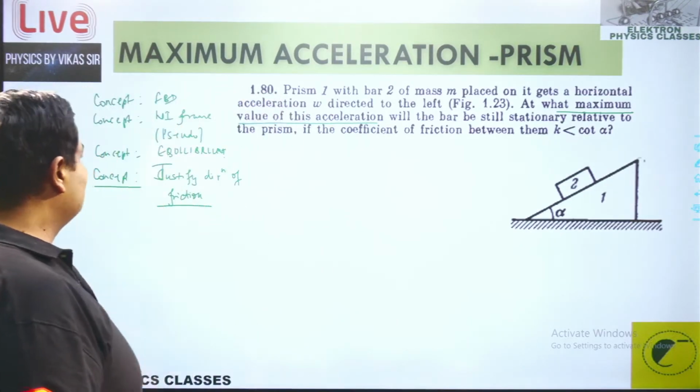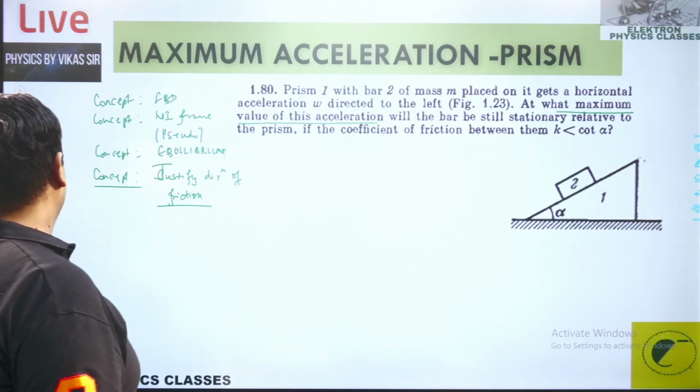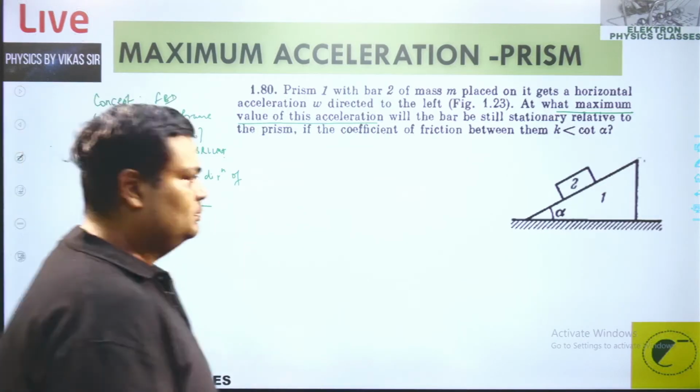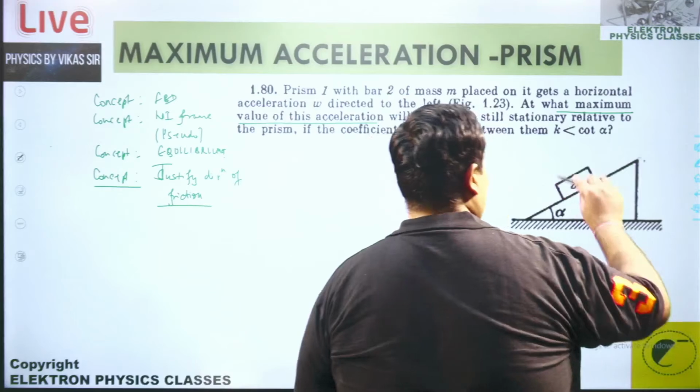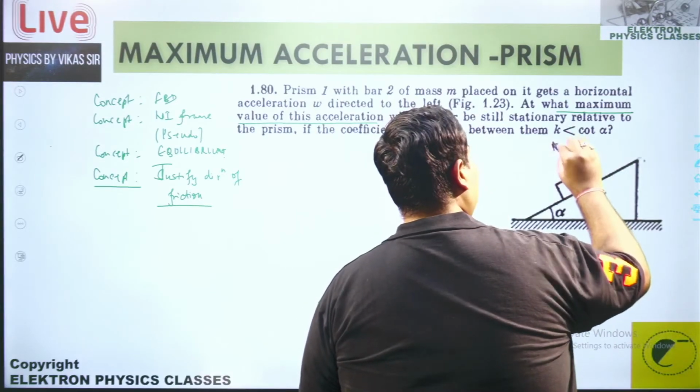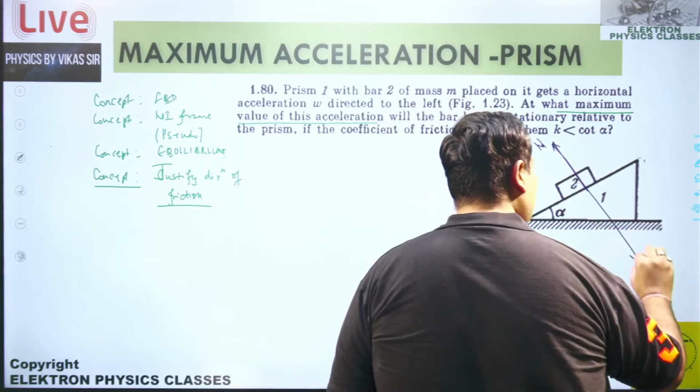So let's keep in mind all these things and construct the free body. So what are the forces? There is a normal reaction. There is mg cos theta.